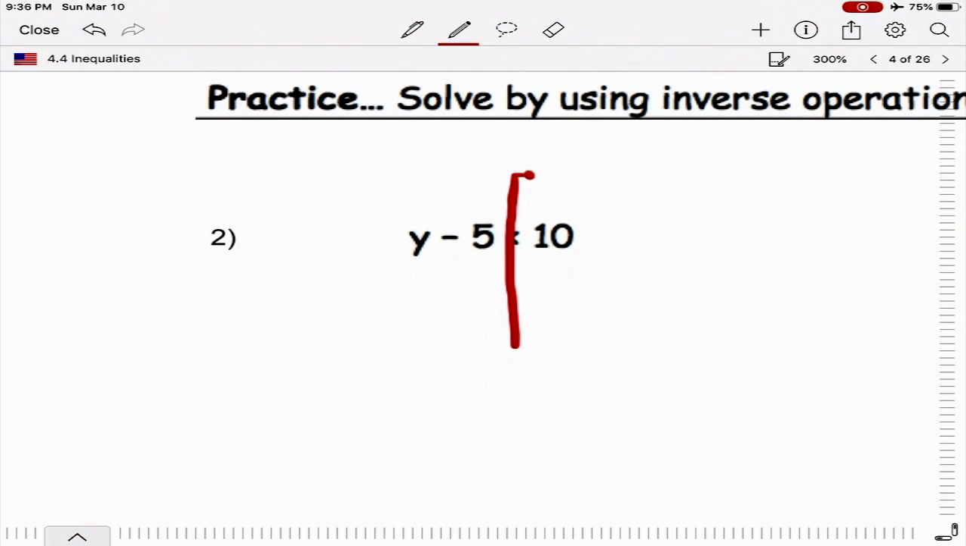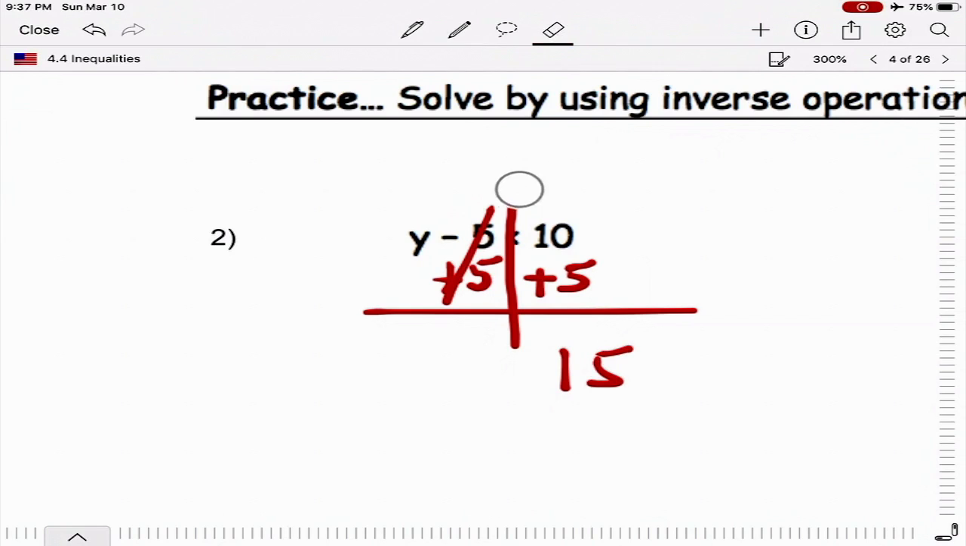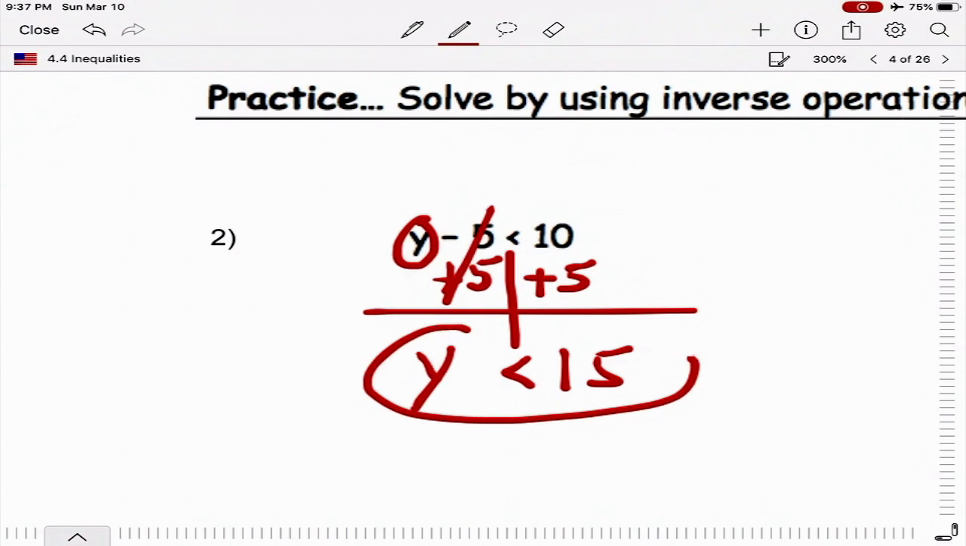How do I get rid of a negative 5? I add 5. 10 plus 5 is 15. I bring down that inequality. This time it's a less than symbol. And I bring down the y. My answer is y is less than 15. So you can pause the video right now. You can do the next few on your own and then jump to where I start again.